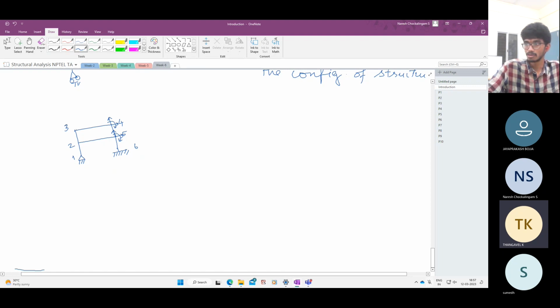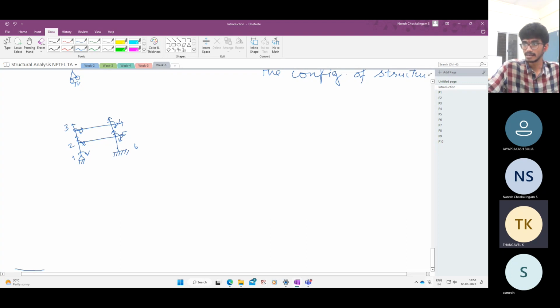And at point 1, what do we have? At point 1, it cannot move, it can only rotate. So all these are unknown without knowing the equilibrium equations for this structure. So these are all kinematic indeterminacies. These are also known as admissible displacements. So these do not violate the boundary conditions.